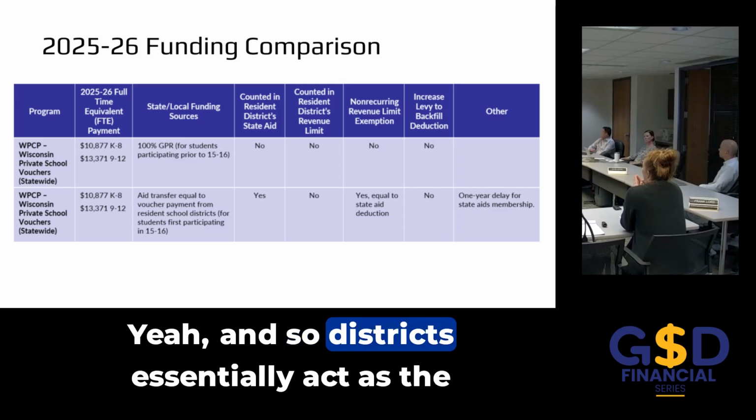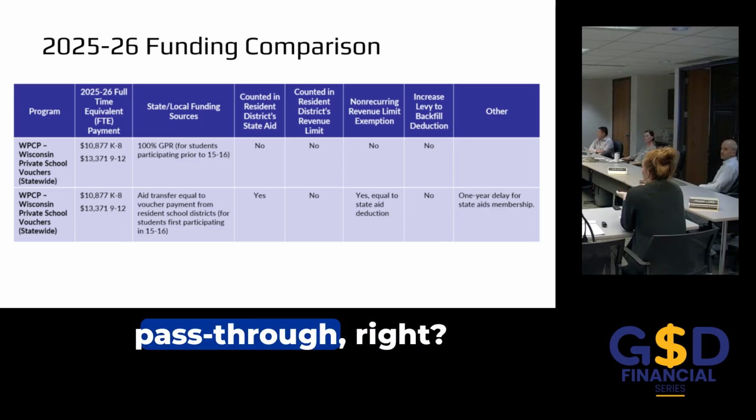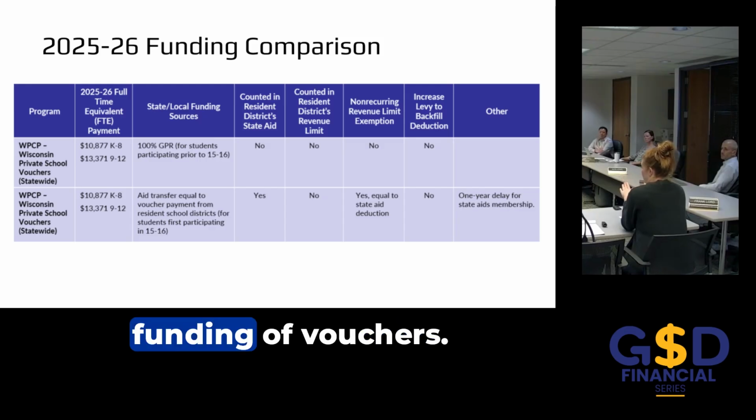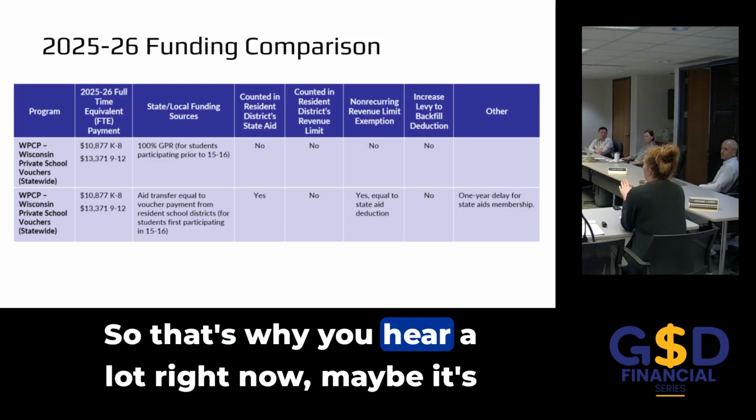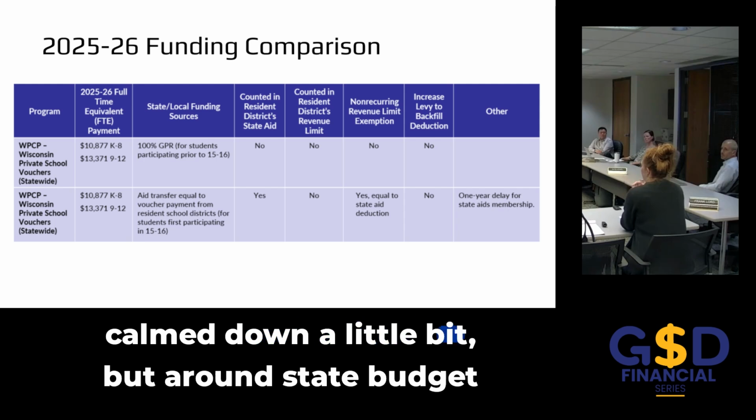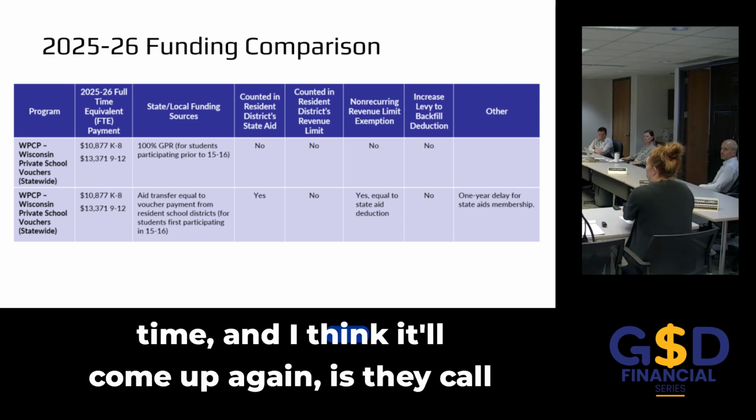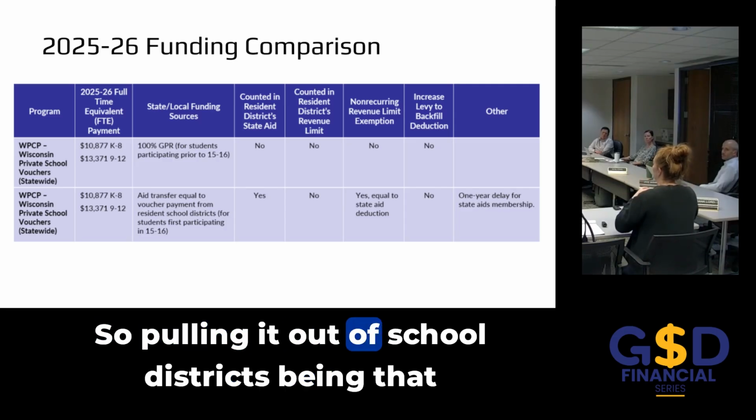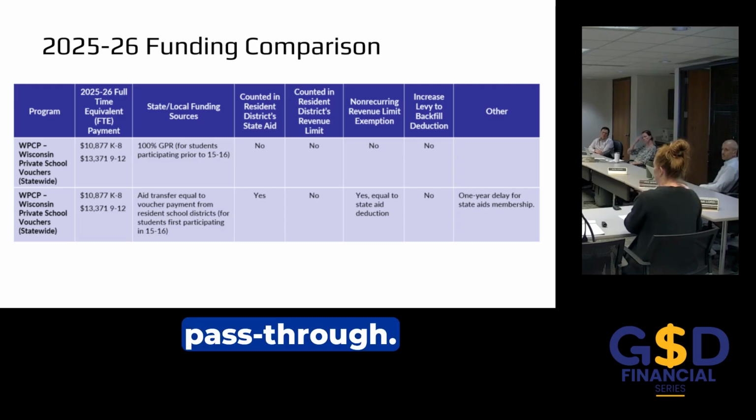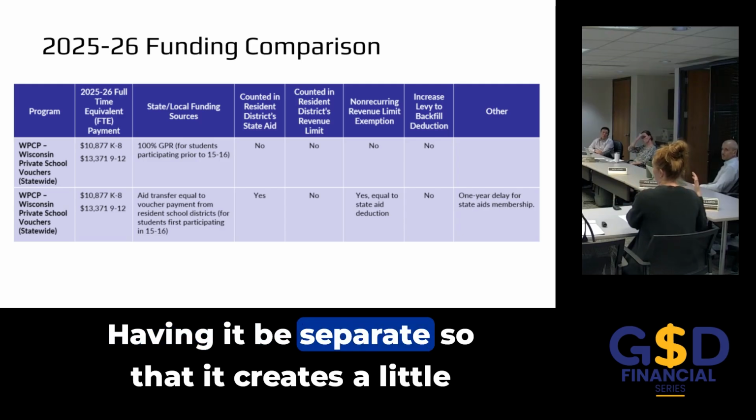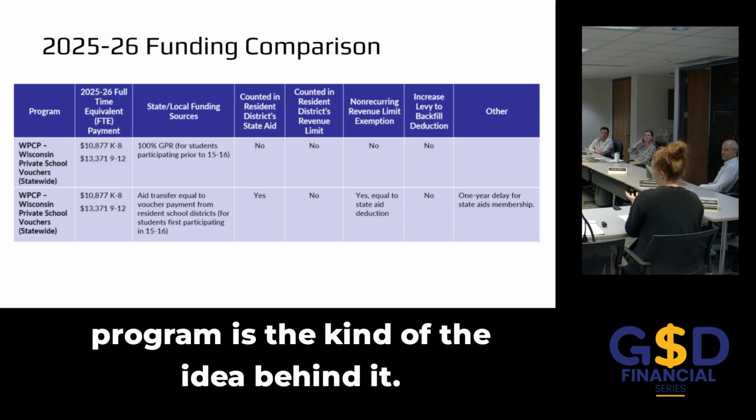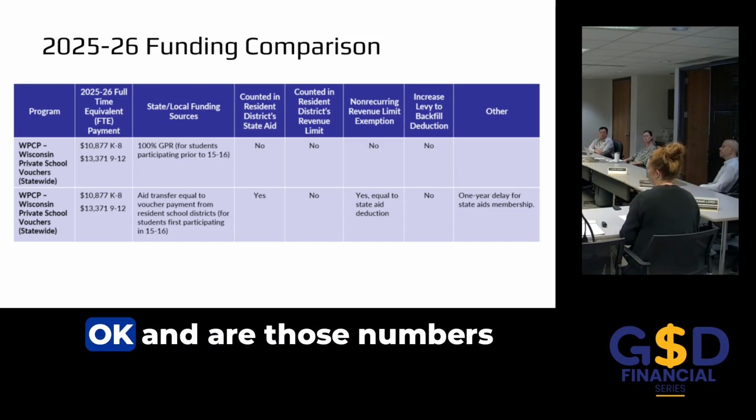Yeah, and so districts essentially act as the pass-through, right? Or taxpayers are acting as the pass-through for funding of vouchers. And so that's why you hear a lot right now, maybe it's calmed down a little bit, but around state budget time, and I think it'll come up again, they call it the decoupling of vouchers. So pulling it out of school districts being that pass-through and having it be separate, so that it creates a little bit more transparency around the cost of the program, is the idea behind it.